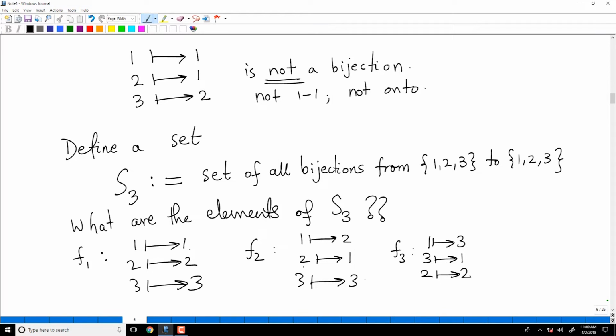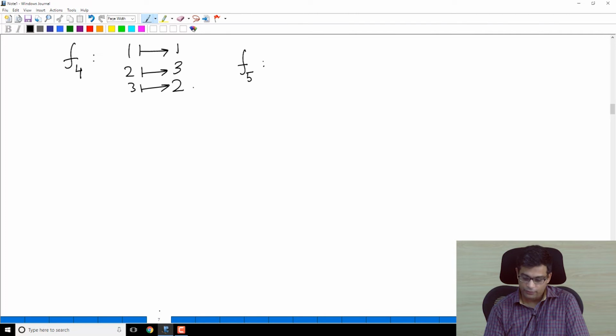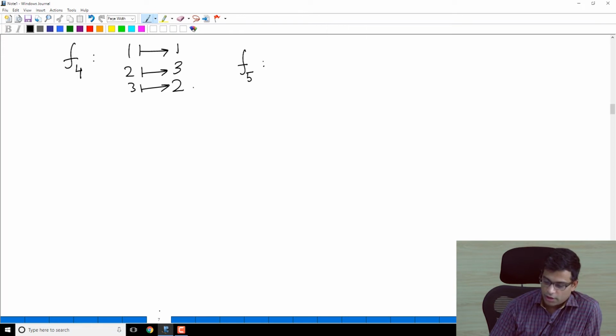In F2, 3 is fixed, in F3, 2 is fixed, and in F4, 1 is fixed. If you think about it, if a function fixes either 1, 2 or 3, it must be F1, F2, F3 or F4. So, the remaining bijections, if there are any, must not fix anything. And there are such things.